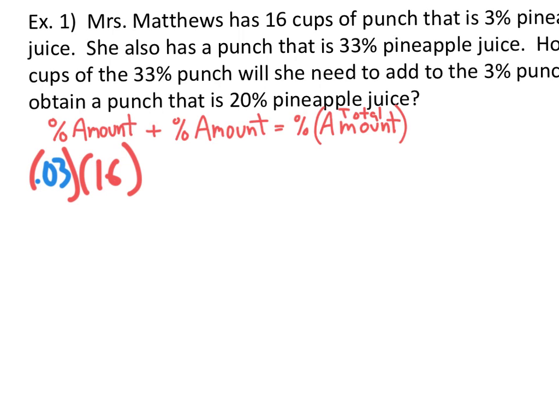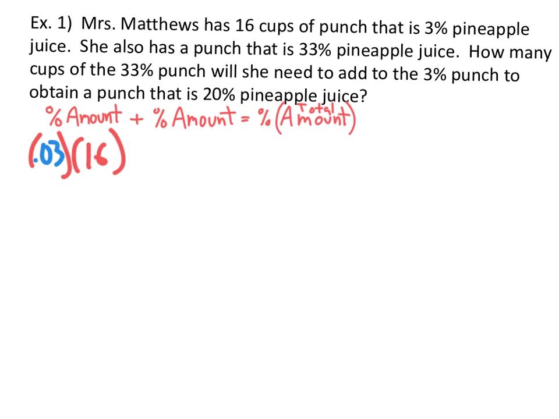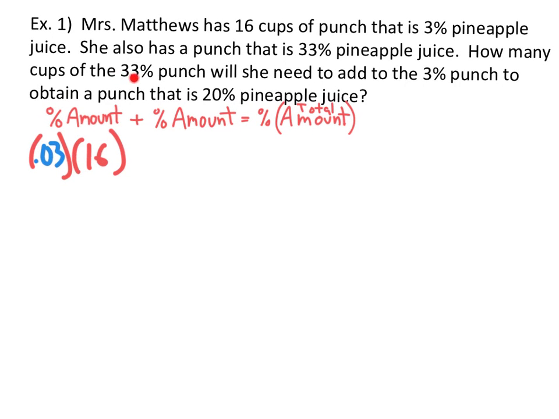So once again, let's read. It says she has 16 cups that's 3%. Like I said, that tastes like water, right? She also has punch that's 33% pineapple juice. That's stronger, definitely stronger. Now the question is, if I zoom out a little, it says how many cups of the 33%, the stronger juice, does she need to add to the weaker juice? How many cups? This is the stronger that we're going to add. So how many cups do we need to add of the stronger juice? How strong is it, by the way? 33%. So when we put the percent on this one, we're going to put 33, which is a 0.33. Sorry, it's getting ugly.